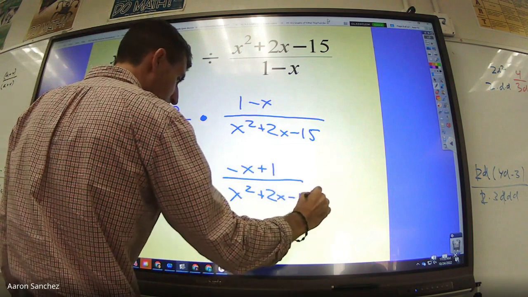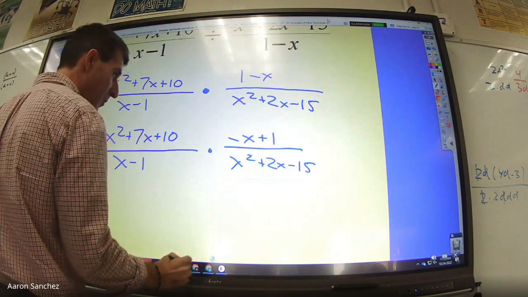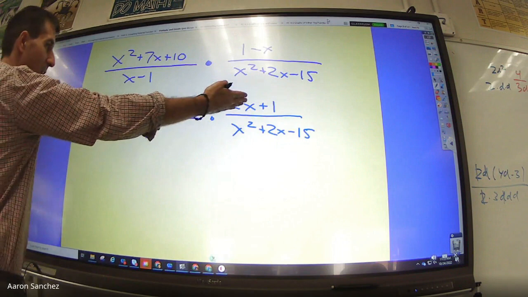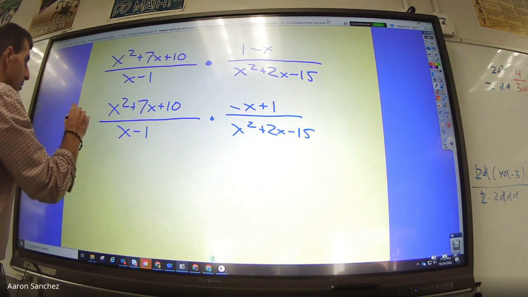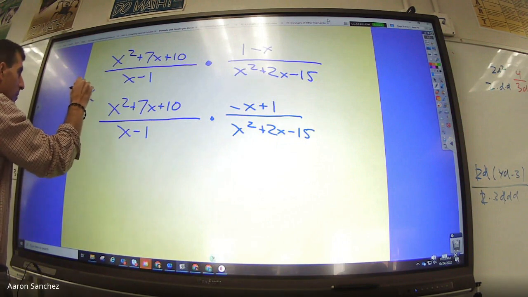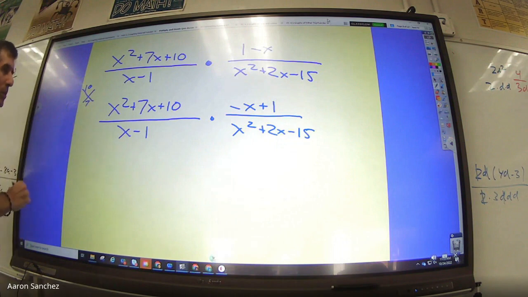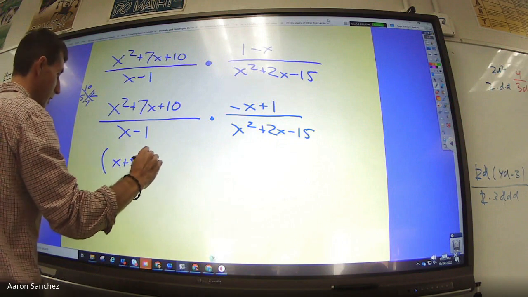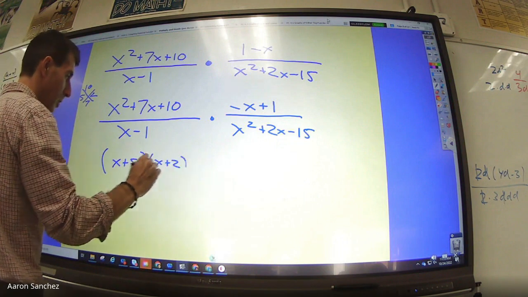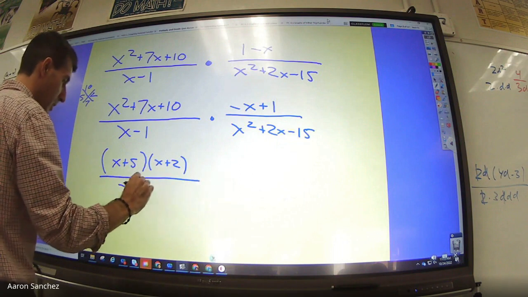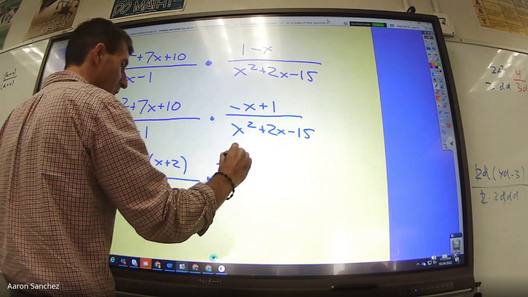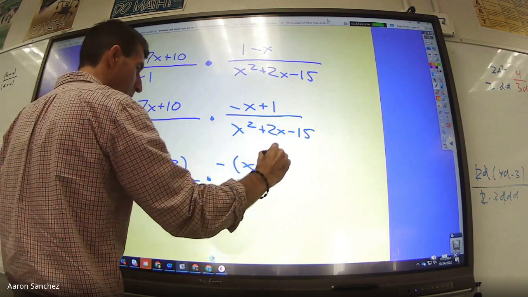Now remember, I said all of these are easy if you know how to factor. It's just a pain in the butt because I have to factor 2 of these. I got to factor 3 of these. So this one, 10 and 7. What times what equals 10 and adds to 7? 5 and 2. X plus 5 times x plus 2 over x minus 1 times, factor out the negative, negative x minus 1.